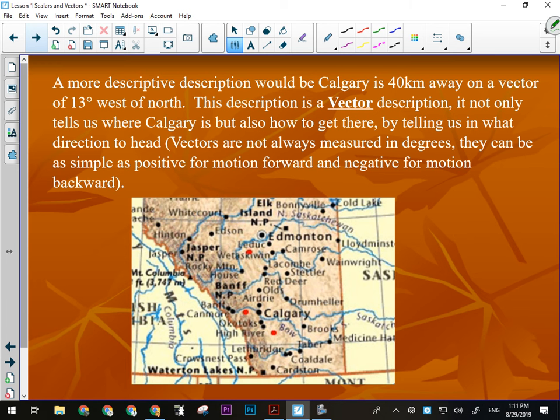Scalar versus vector. Scalar quantities have only magnitude. So distance in kilometers, time in hours, speed in kilometers per hour, mass in kilograms, those are all scalar quantities. They don't have a direction. Vector quantities would be things like velocity, this many kilometers per hour in this direction, displacement, this many kilometers in this direction, et cetera. Everyone all right with that?